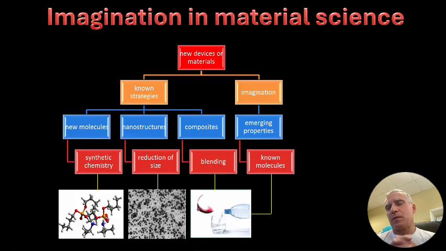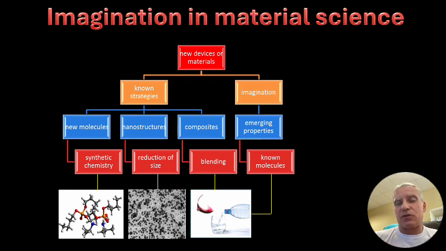So the topic is chemistry of materials. In this field, chemists want to prepare ad hoc materials, new materials with desired properties. There are a few strategies that are very well known. The first one is the preparation of new molecules. This is typical of synthetic chemistry. You prepare a new molecule, like a new polymer, and you end up with plastics, so a new material.